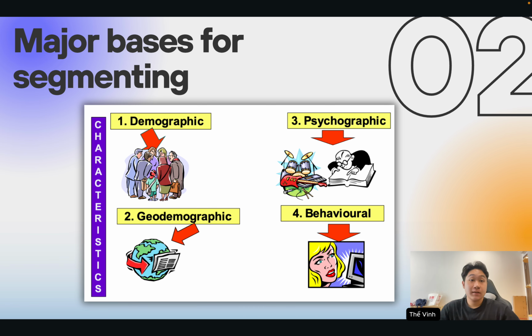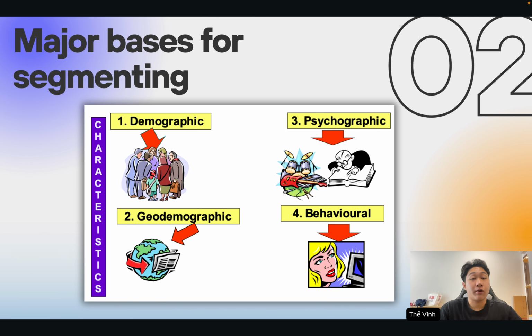Let's start with psychographic segmentation. This divides the market based on people's social class, lifestyle, or personality traits. For example, a brand may design different products for adventurous people versus those who prefer comfort and tradition.